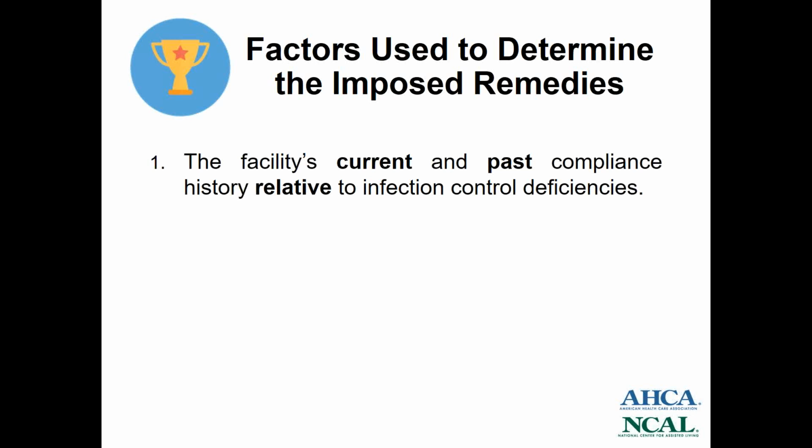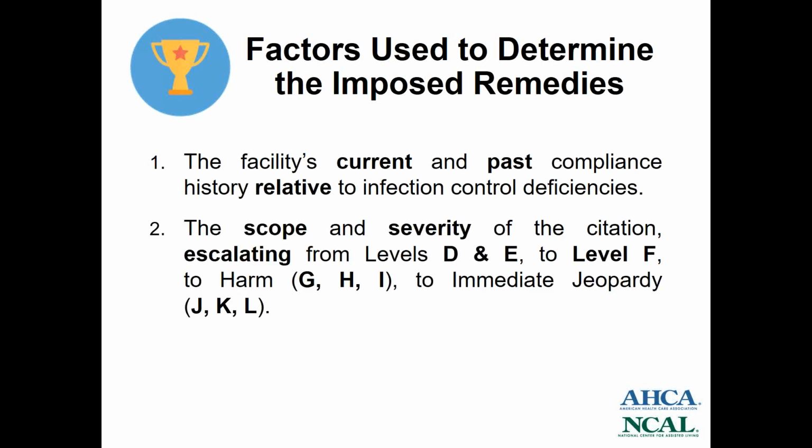You know, we've never really looked at the D levels in the past history before, but they become extremely important as we look to what's going on with infection control. So it's your past and current compliance history, and also the scope and severity of the particular citation. So you're going to see different things from a D and an E level to an F, and your G, H, and I, and immediate jeopardies.